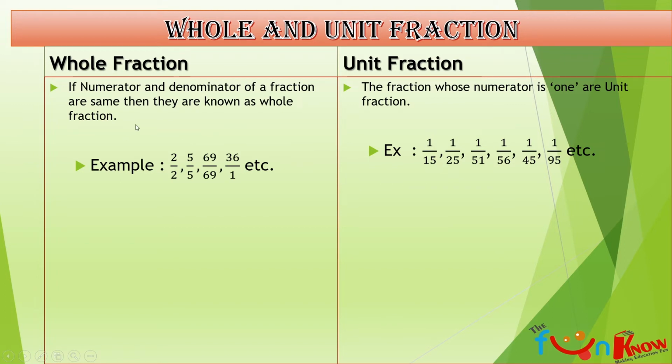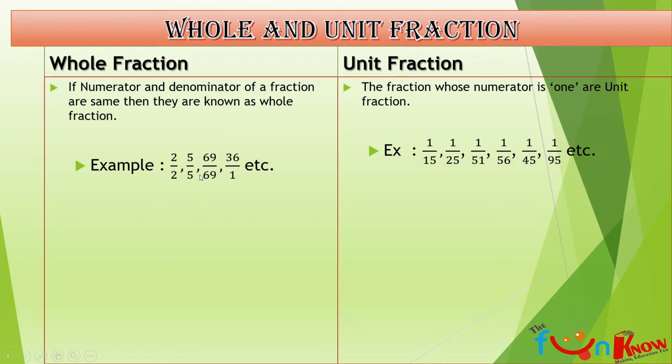Whole fraction means the fraction that has the numerator and denominator the same. That means you will see 2 by 2, 5 by 5, 69 by 69 and 36 by 1. 1 itself is basically considered as nothing. So if in the numerator there is 36 and in the denominator there is 1, it will be considered as a whole fraction itself, meaning its value is 36.